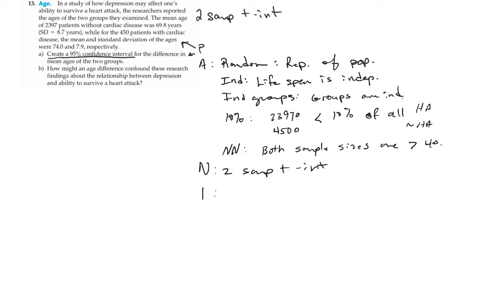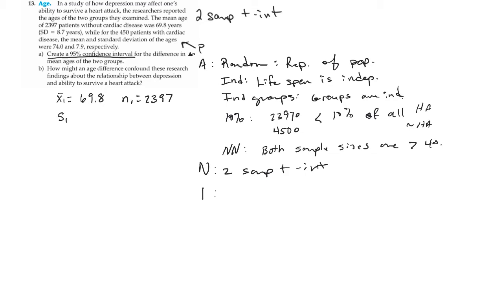So to type in, I'm going to just put it in the order they give it to us. And so the mean age, x bar 1, is going to be 69.8 years. That's a sample size of 2397. X bar 2, almost forgot. Standard deviation there. Go back.